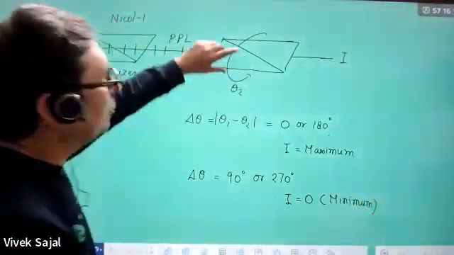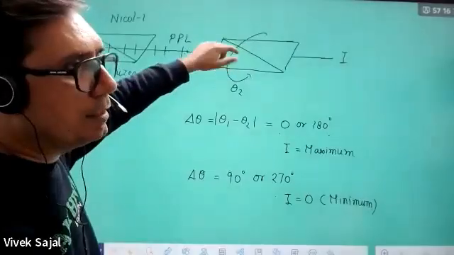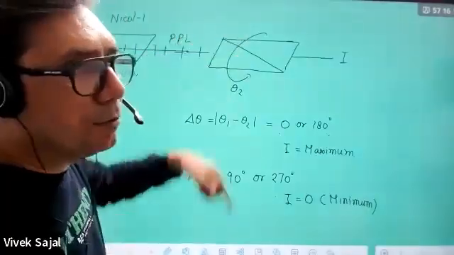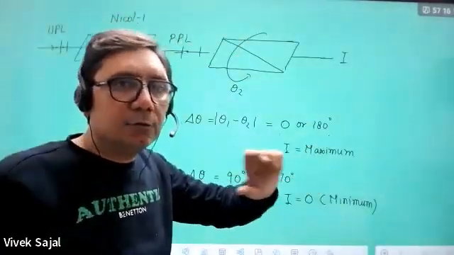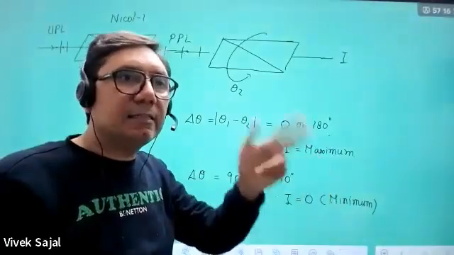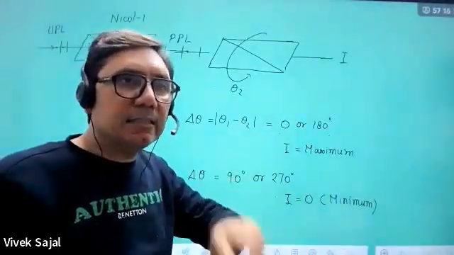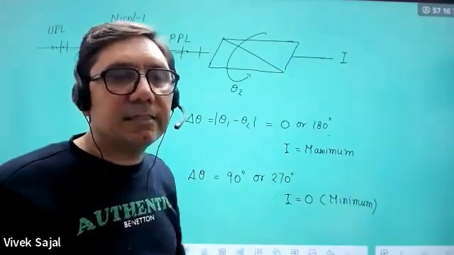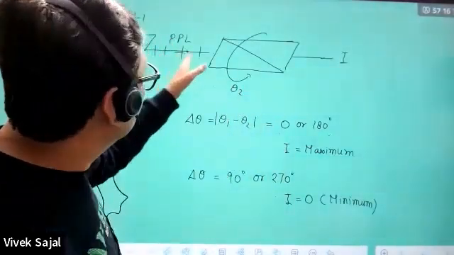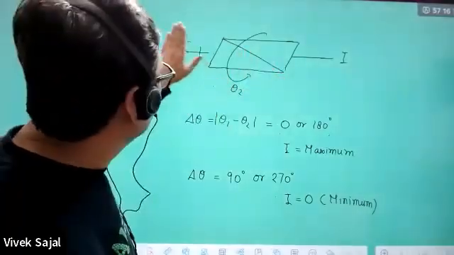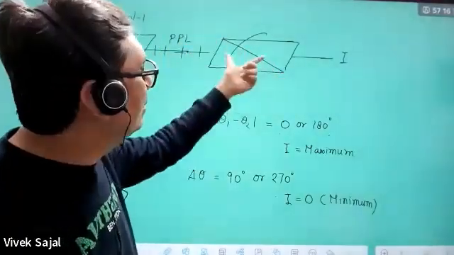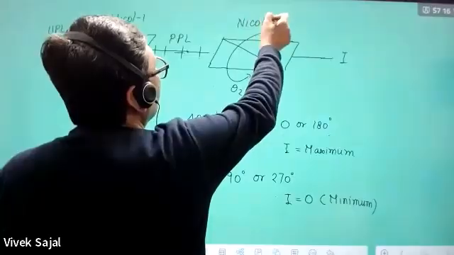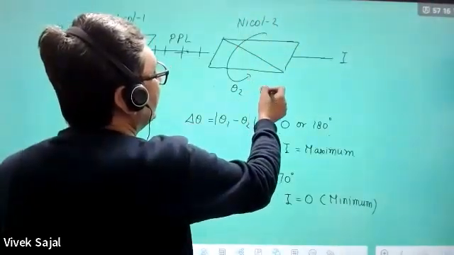If you are rotating the Nicol, try to understand what type of light this is. This is plane polarized light. During one rotation, 2 times the intensity becomes maximum and 2 times the intensity becomes minimum. It means the incident light falling on this Nicol is plane polarized light. So this Nicol 2 can be used as an analyzer.